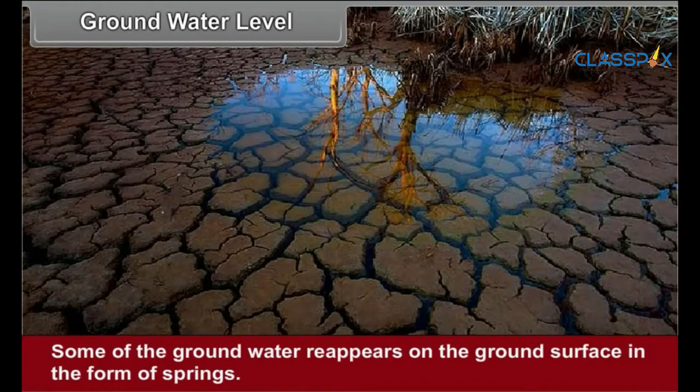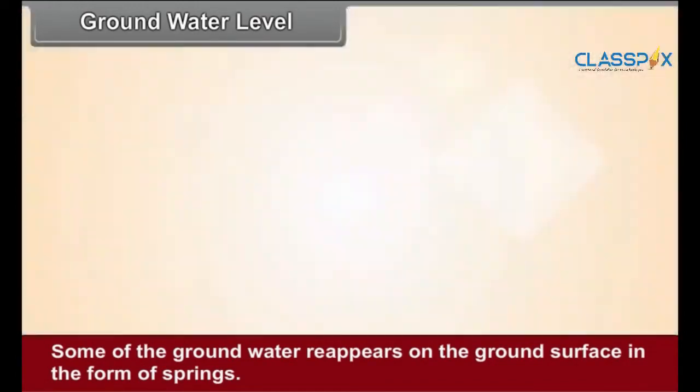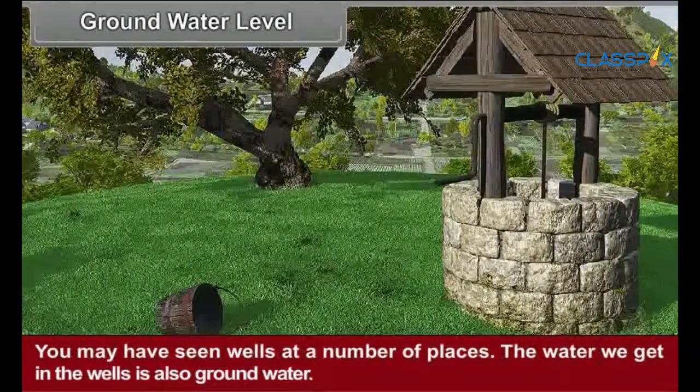In the rainy season, it is closer to the ground surface, whereas during summer it drops down deeper. Some of the groundwater reappears on the ground surface in the form of springs. You may have seen wells at a number of places. The water we get in the wells is also groundwater.